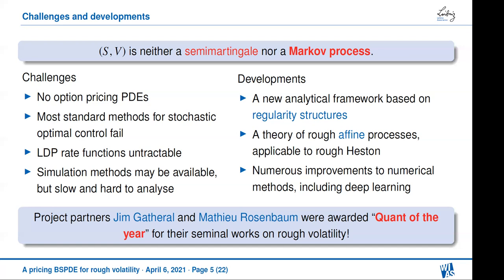But there are also a lot of developments in this field, which became more and more popular. As a matter of fact, two of our frequent project partners, Jim Gatheral and Mathieu Rosenbaum, were awarded the Quant of the Year this year for their seminal works on rough volatility. So indeed, the quantitative finance community is really taking notice of these developments.